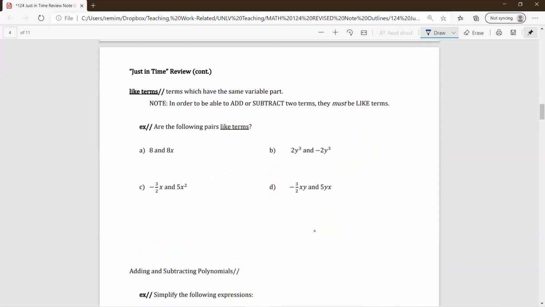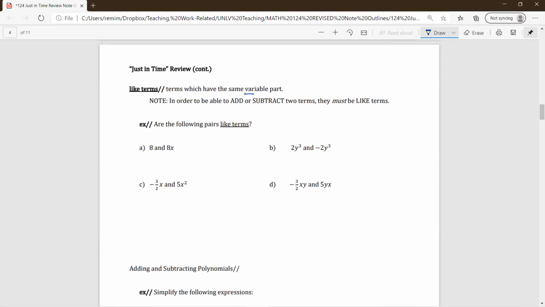Like terms. This is a definition. Like terms are terms that have the same variable part. And you want to know about like terms because if you're trying to add terms together or subtract them, the only way that you're allowed to add or subtract two terms together is if they are like terms.